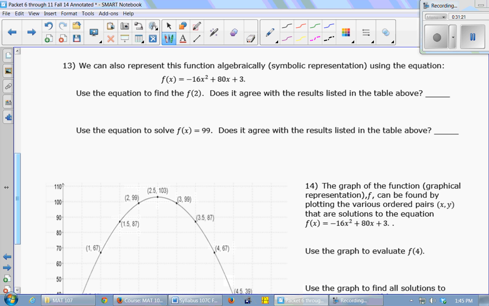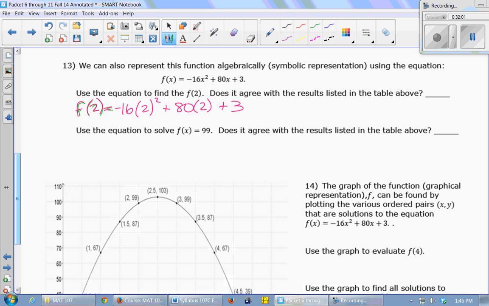So if I wanted to use the equation to represent f of 2, that means making the x 2 in the parentheses of the f, right? F of 2 means put 2 in for all the x's in the equation. So this is just asking what is y when x is 2. So I plug in 2 for my x's: negative 16 times 2 squared plus 80 times 2 plus 3. So that's 4, that's negative 64 plus 160, it's 96 plus 3 is 97.